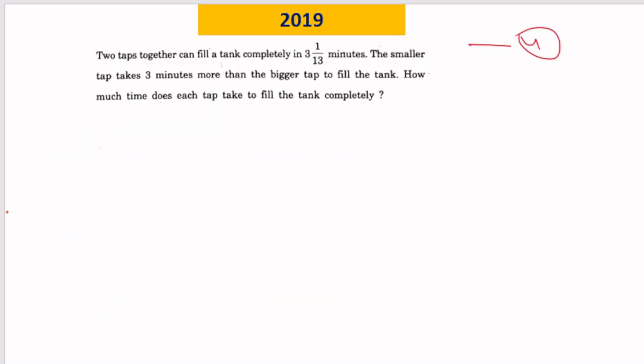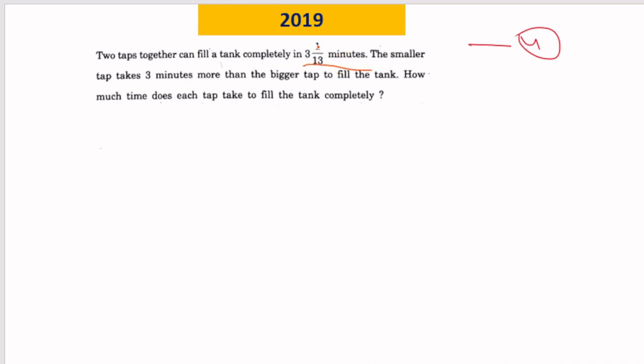Next question. Now this is again 4 marks. Very interesting question. I like this kind of question, word problem, because you'll get a chance to work with your words and your brain also. Now this is a similar question to what we have done in the last question of the problem set. If you watch this video again, you'll get to know how we have solved that similar question, only the values are a little different. Two taps together can fill a tank completely in this many minutes, right?